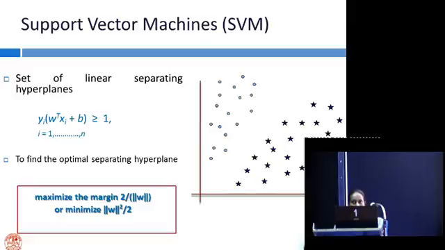Now, our aim in finding the maximum margin classifier is to maximize the margin 2 by norm of W, or in other words, you can minimize norm of W by 2. Now, we have two classes of data, and you can have many linear separating hyperplanes, but what we need is to find the optimal hyperplane with the largest margin. So, the learning problem can be set as follows. We have a quadratic optimization problem, that is to minimize norm of W by 2 subject to linear constraints defined by inequalities.